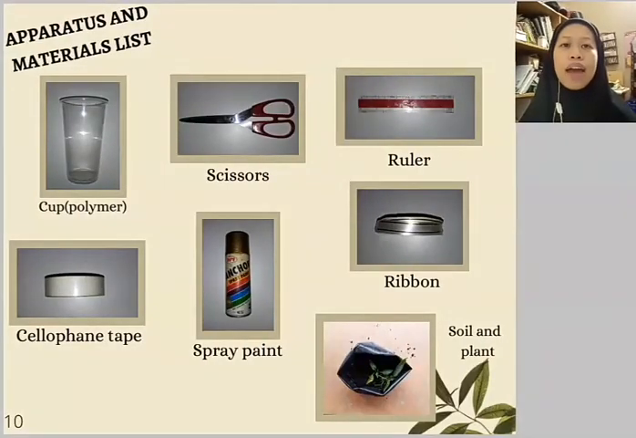So, apparatus and material list. The apparatus and material list that I use in this project is the cup, which is the polymer, and this one is reused. The second one is the scissors, ruler, ribbon, spray paint, cellophane tape, and the last one is the soil and plant, which is for the decoration.